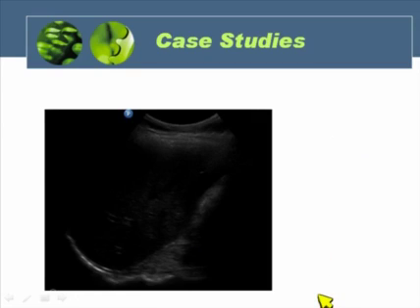What do you think of this image? I agree, it's way too dark. For this image, where all of the echoes are uniformly too dark, I would increase the overall gain.